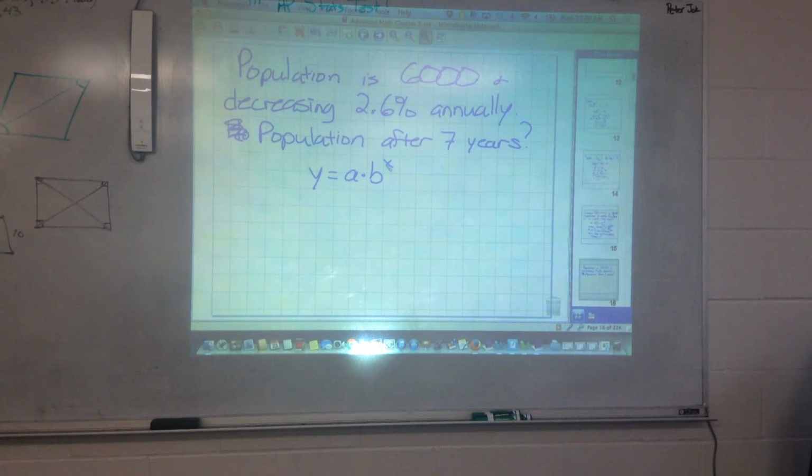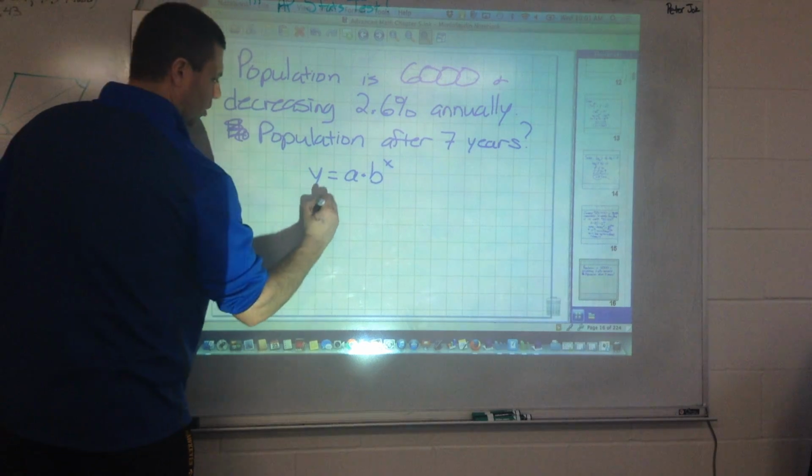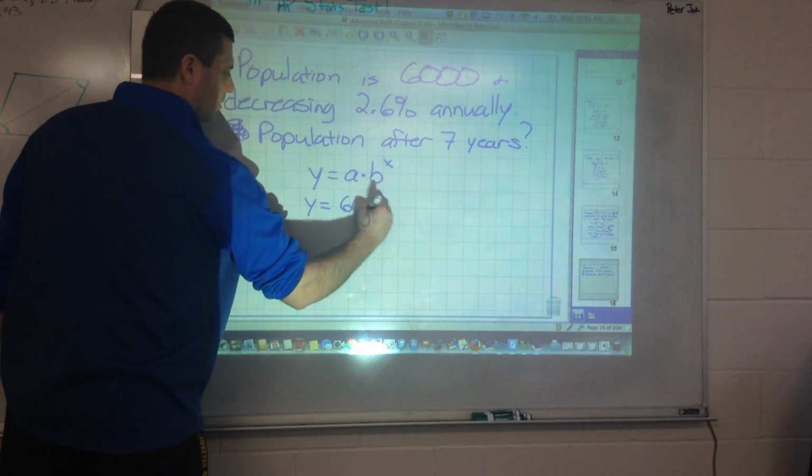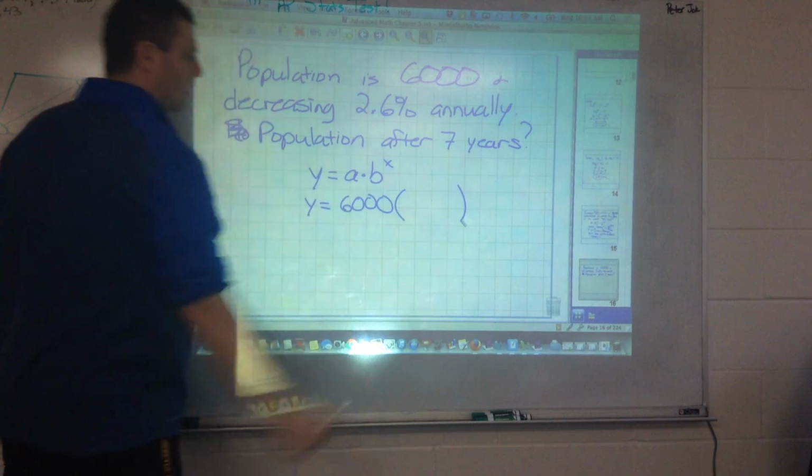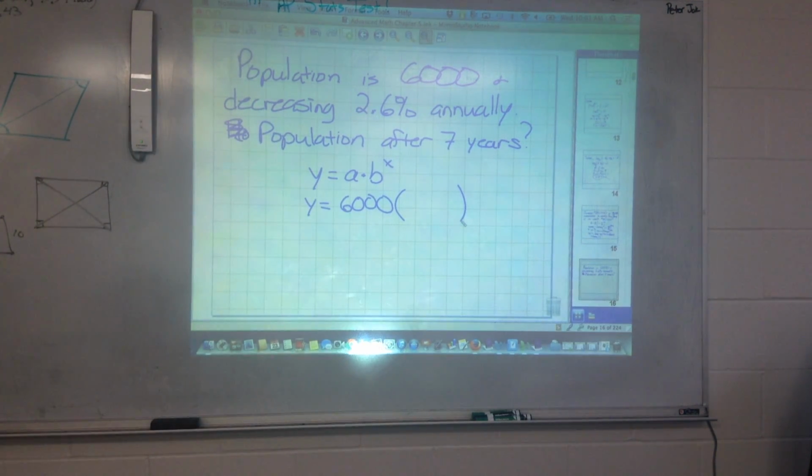What's the a value? 6,000 is your starting amount. And the b value is called the what? You remember the name of it? It's the growth or decay factor. It's the number you're multiplying by over and over again to figure out your new amount. So, you guys were correct in saying that A was your 6,000. B is our growth or decay factor. Is it going to be a growth or decay? Decay, because we're decreasing by a percentage annually.